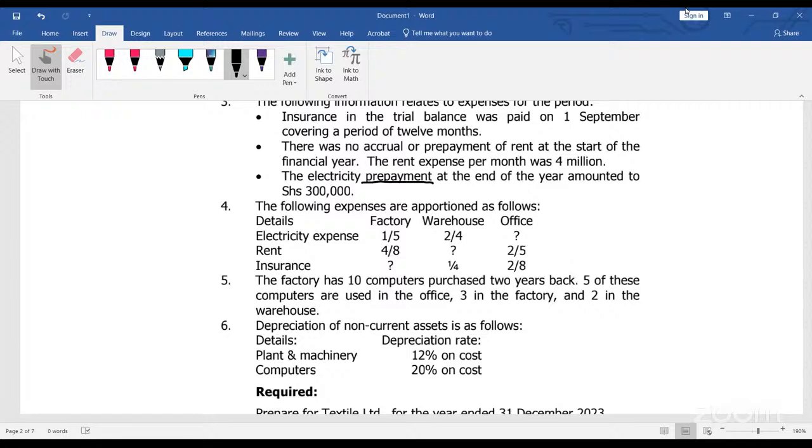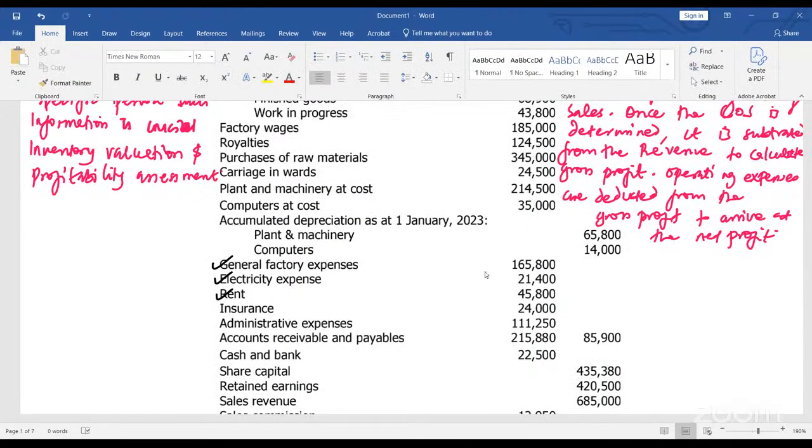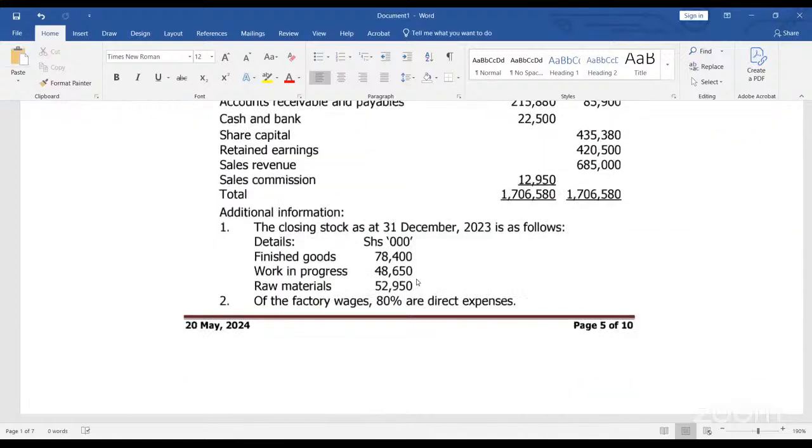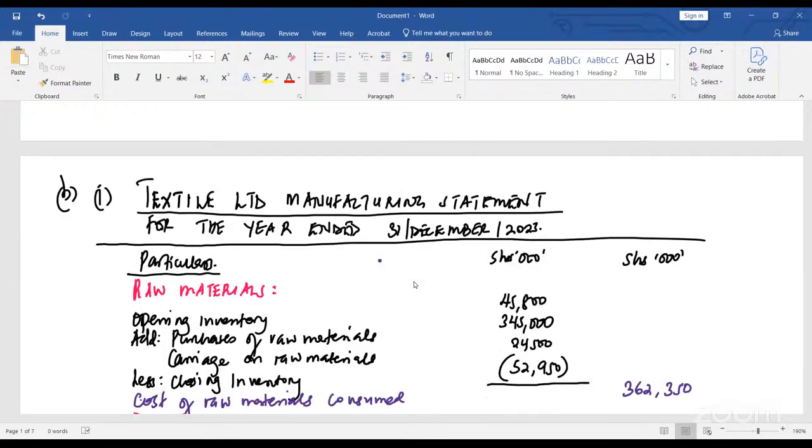48 million. We get 48 million. But how much have they paid? Rent, they are paid 45.8, but our rent for the year should be 48 million. So if they are paid 45.8, it means that there is a portion which is not yet paid. We have some accrued rent. Okay?